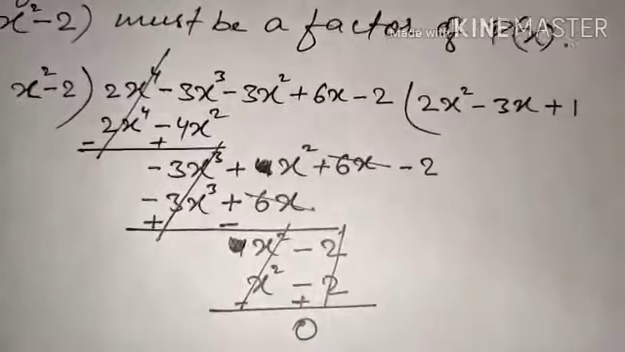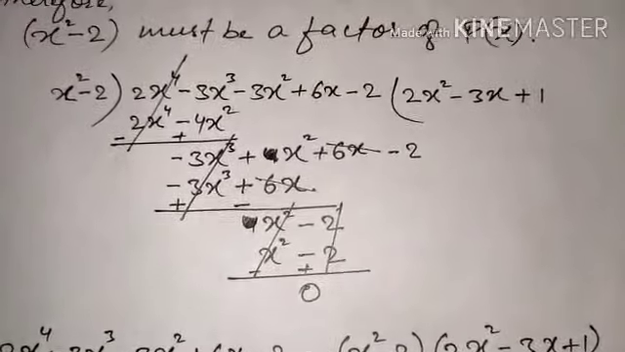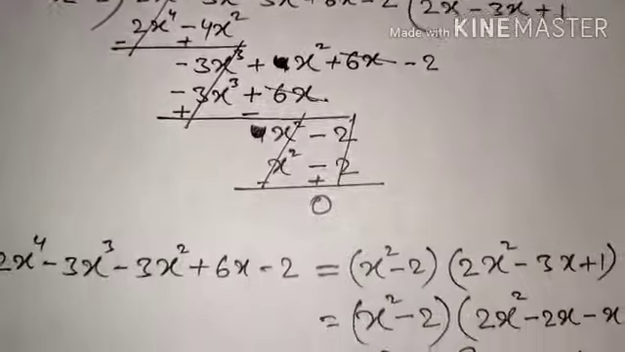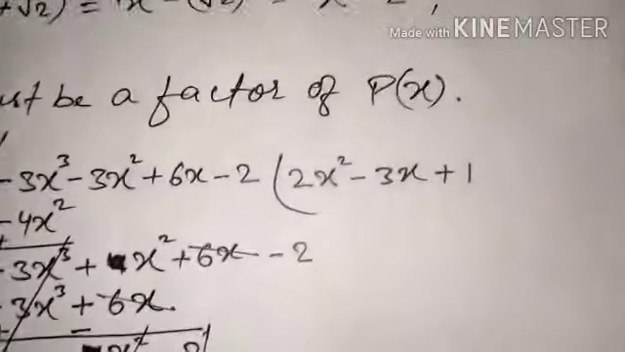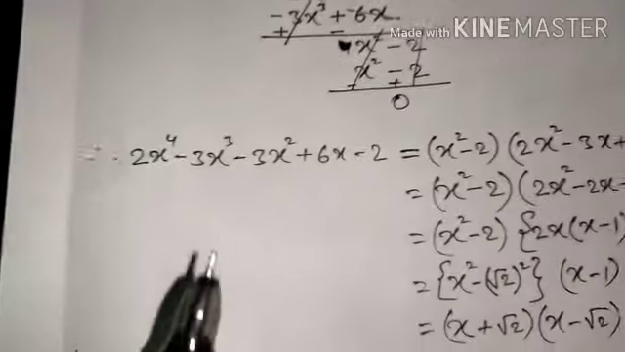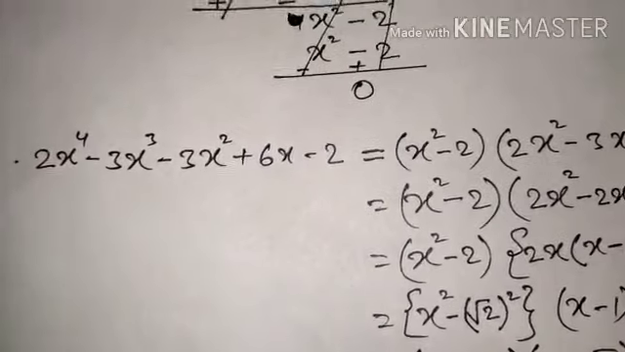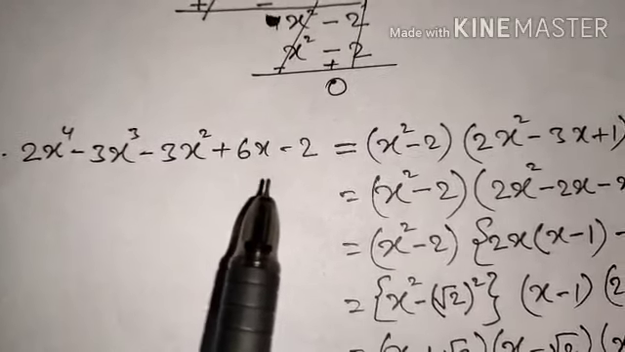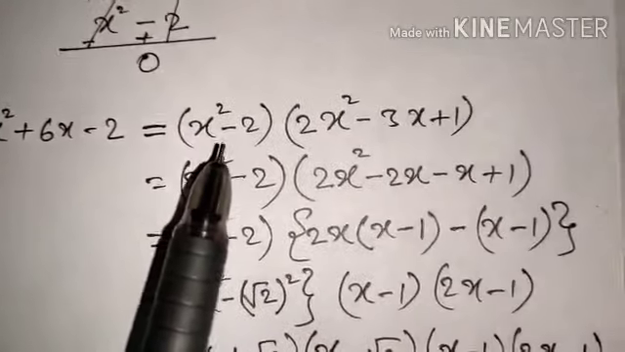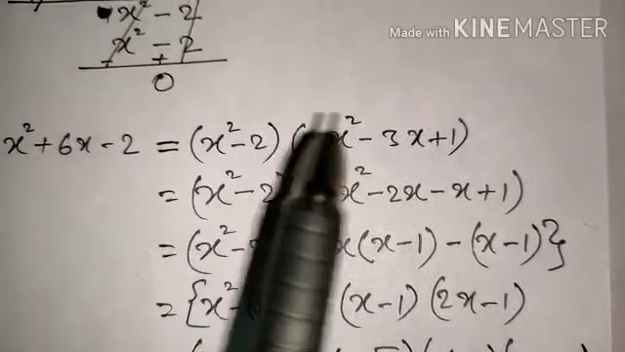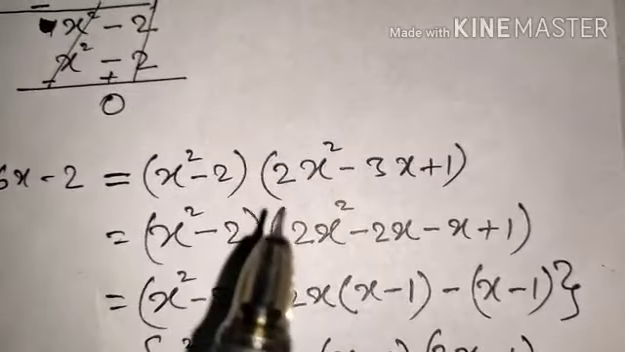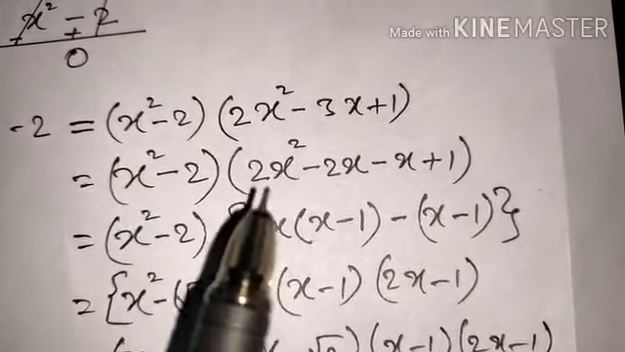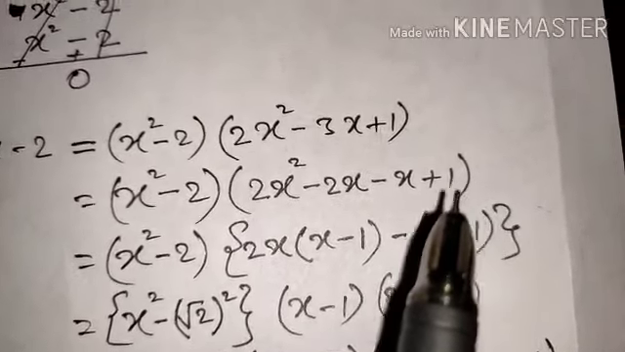So it means we have got our quotient after dividing the given dividend with the divisor. This is our quotient, 2x square minus 3x plus 1. So we can write it like this. This is the expression which we have to factorize, to find out the other two zeros. It can be written in this form: divisor into quotient, x square minus 2 into 2x square minus 3x plus 1. Okay, now equals x square minus 2 into 2x square minus 2x minus x plus 1.